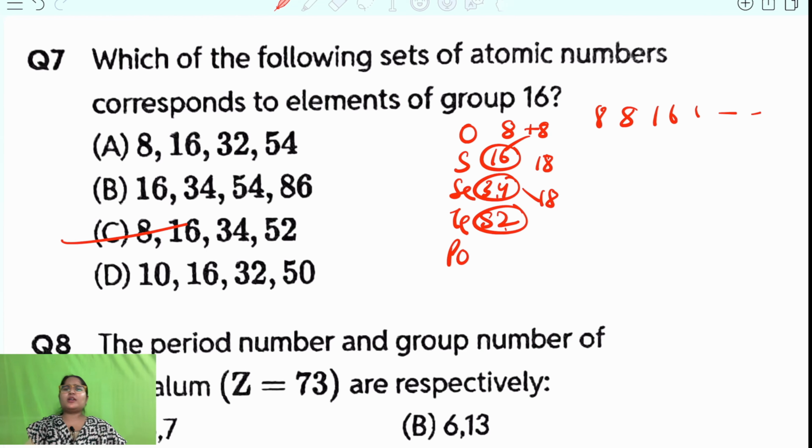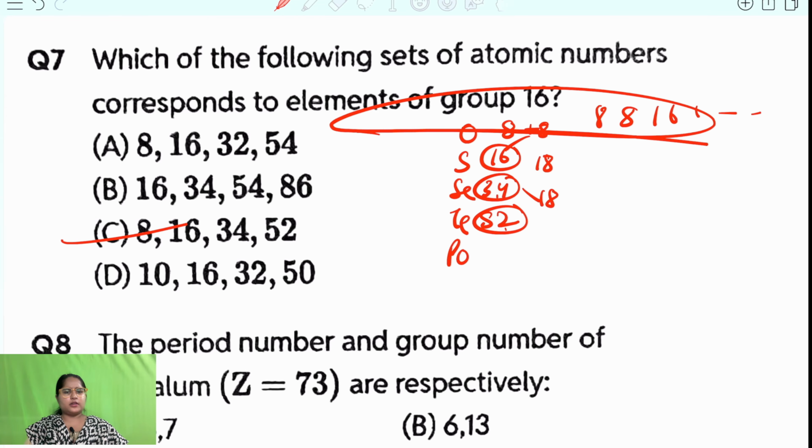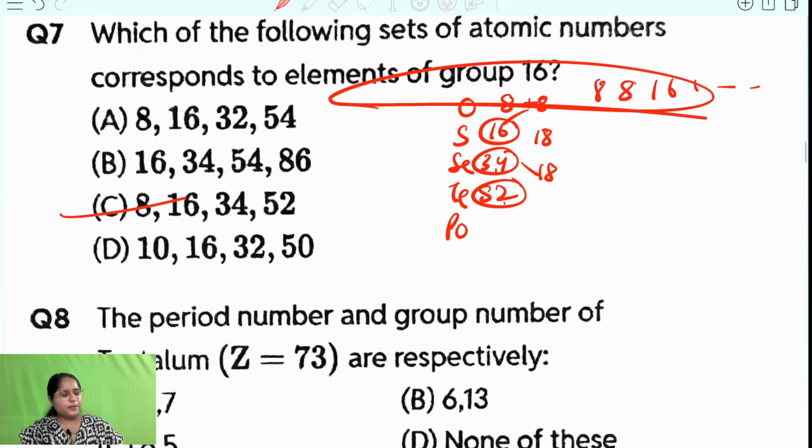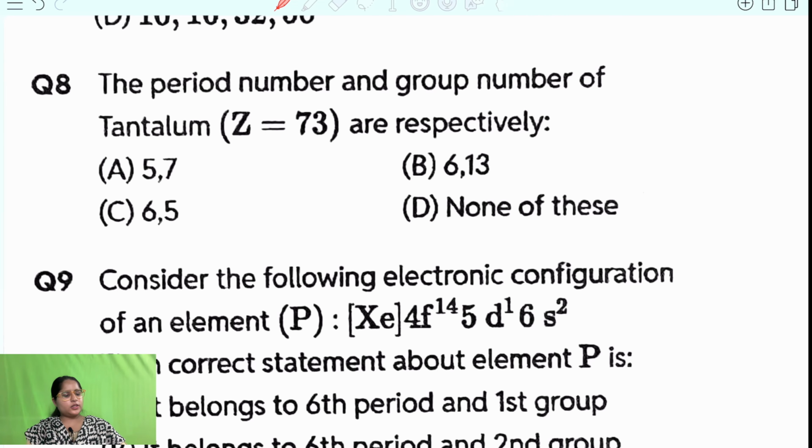Option number C. You don't have to remember all the atomic numbers. Just remember the first and second period. After that you just add 8, 18, 18, 32, 32. Okay, let us solve question number 8.